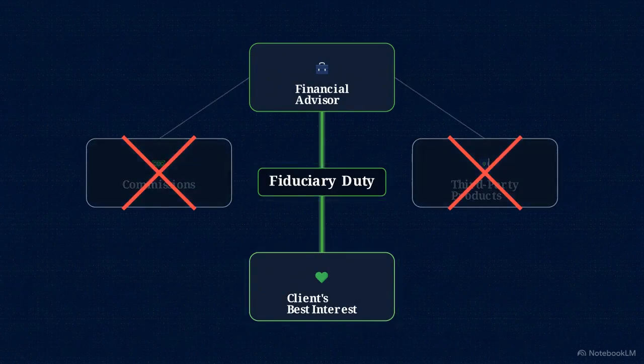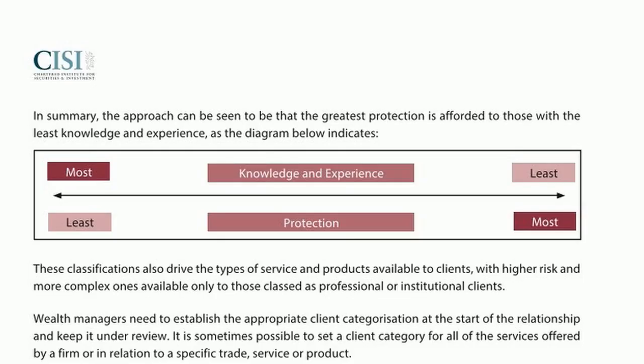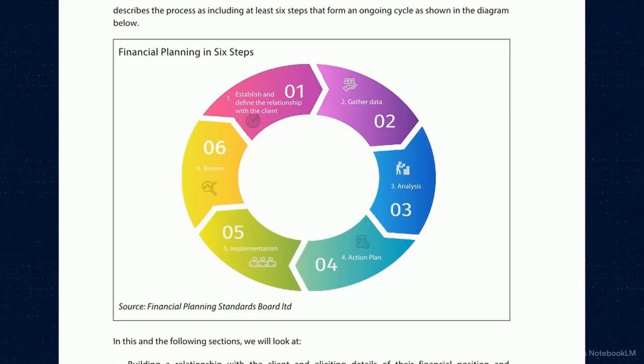all times. This diagram shows the regulatory approach to client categorization across the industry. Notice the dual opposing arrows demonstrating an inverse relationship. Clients with the least knowledge and experience are legally required to receive the highest levels of protection. To provide that protection and eliminate uncertainty, proper wealth management relies on a rigorous, continuous cycle.